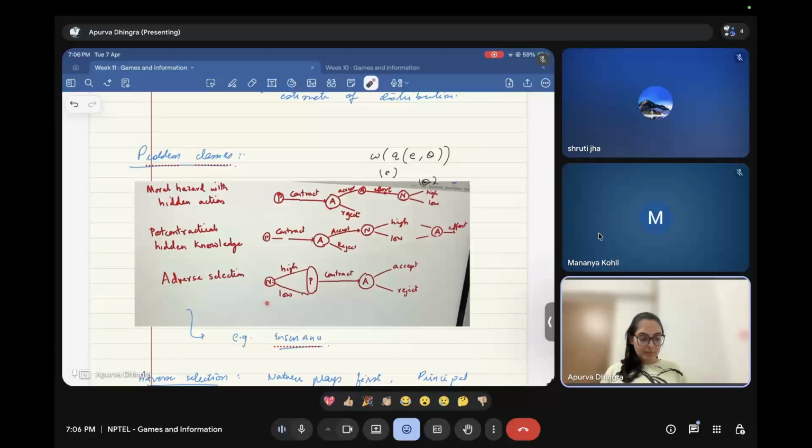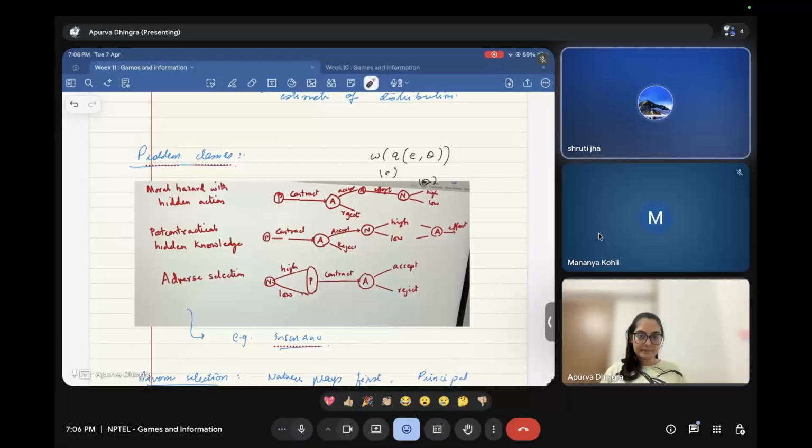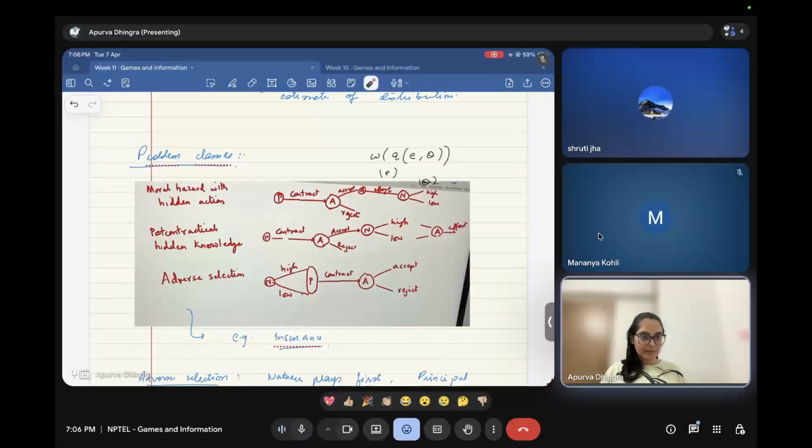See, the way we have made this diagram, does this agent know whether it's a high or low value for the theta? Doesn't seem like it, right? A only knows what P knows because there's just one line here, there's nothing else. So A barely knows anything. So even A cannot distinguish between high and low.